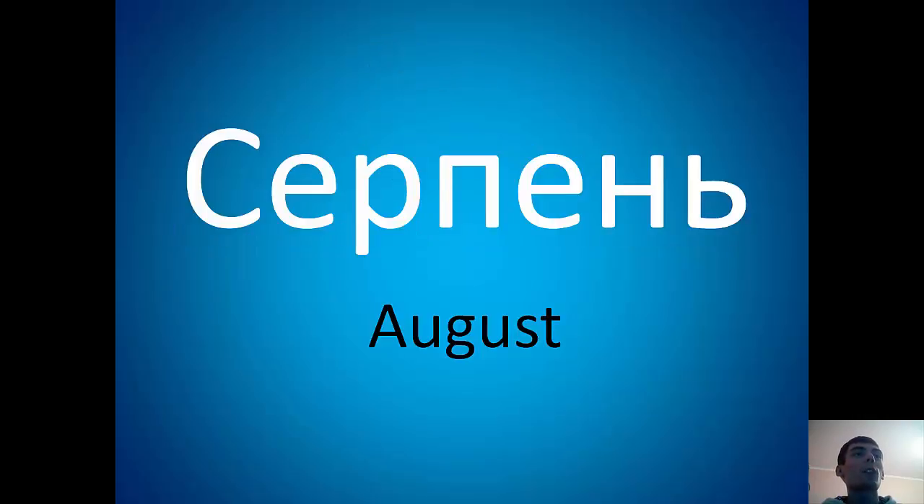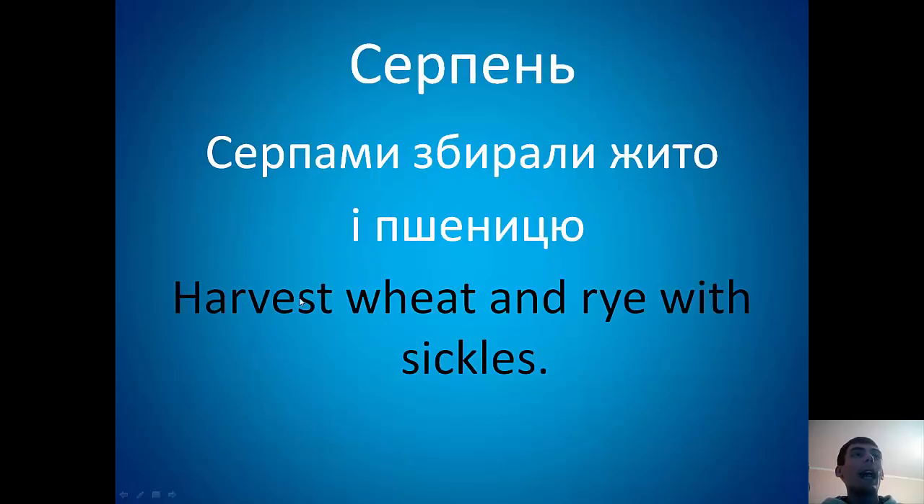The next month is August. August in Ukrainian is Серпень. Repeat, Серпень. Very good. And we call it Серпень because in the past, probably 500 or 600 years ago and more, people who were living in Ukraine used special tools to harvest wheat and rye, and we call these tools sickles. And sickles in Ukrainian are серпи.